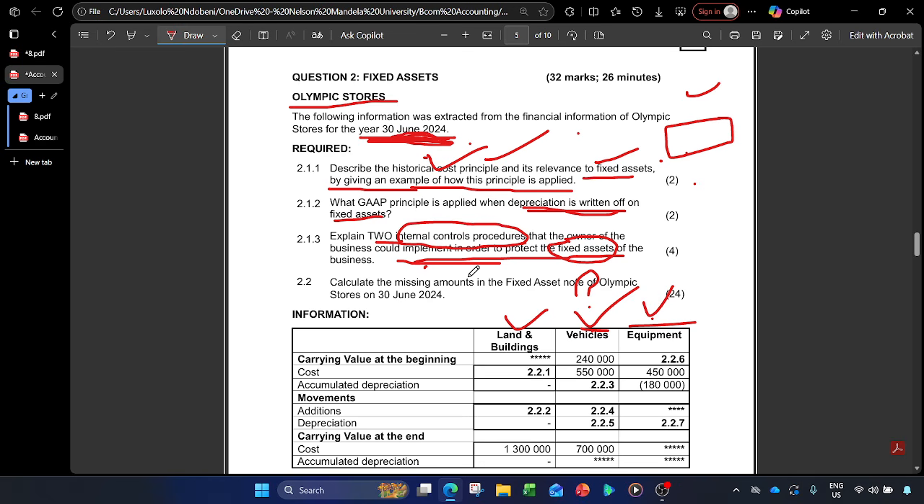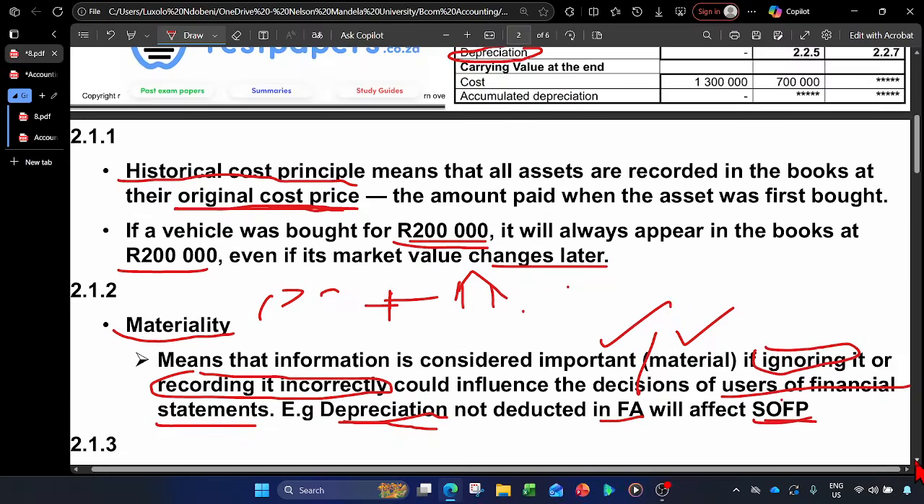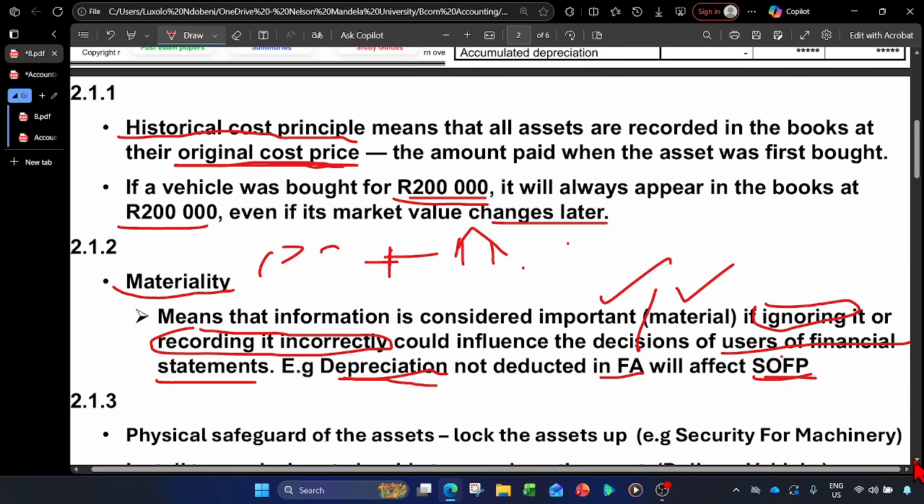So these questions, most of the times, they just need your understanding. But before you understand, you must know what the internal control procedures are. And I think now, since you understand them, then we can explain any two procedures that the business can make to protect those fixed assets, right? So the first one that I think is important, there must be a physical safeguard of the assets. So that means that they lock the assets up, e.g., there must be security for the machinery, something like a supervisor, someone who is looking after the assets.